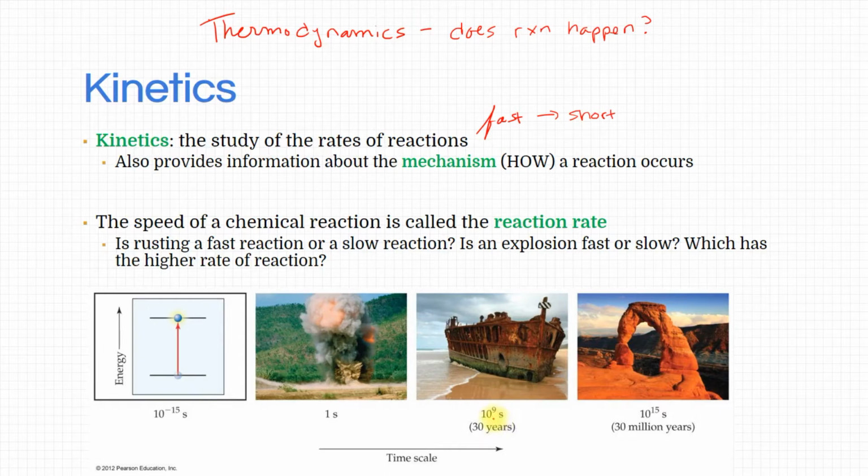So that would mean that the rate of reaction for a ship rusting is really, really small, and that means it takes a long time. And even more than that are geologic processes. They take millions of years. These are all reactions that thermodynamics says are spontaneous, meaning they happen, but they happen at different speeds, and that's the part where kinetics comes in.